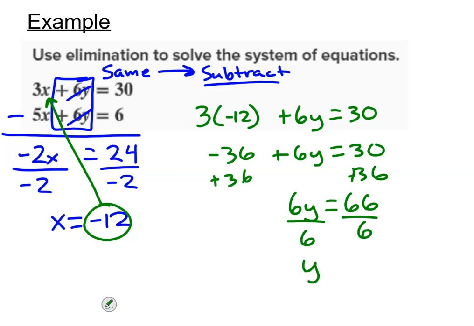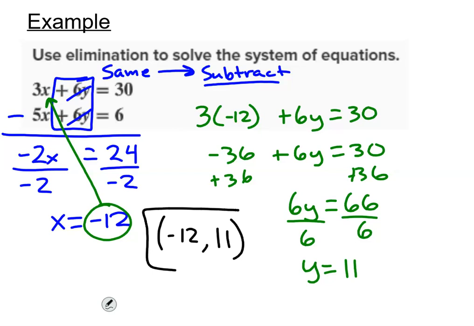We get y equals 11. And once again, if you were to plug that into the bottom equation, the 5x plus 6y equals 6, you should still get the same solution, which if we bring these together, would be negative 12, 11 as a final solution.